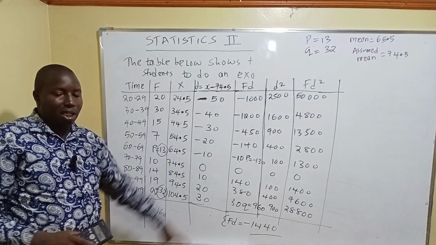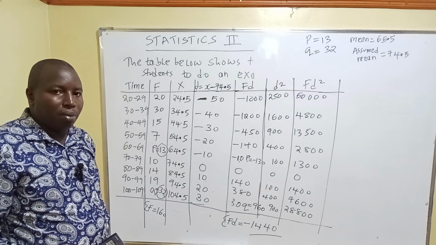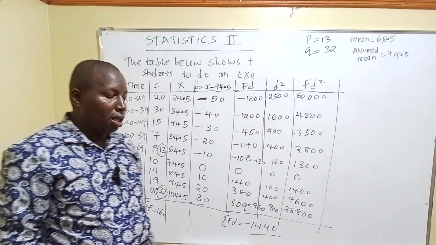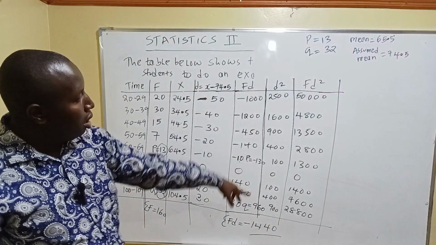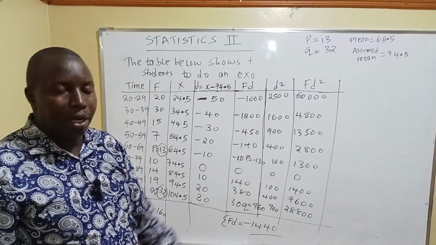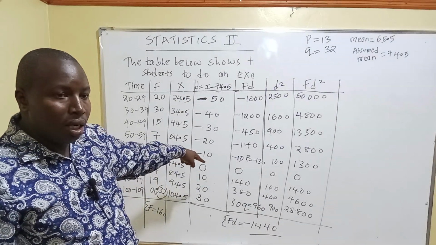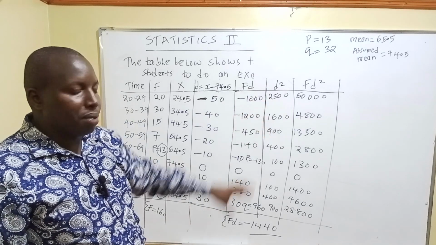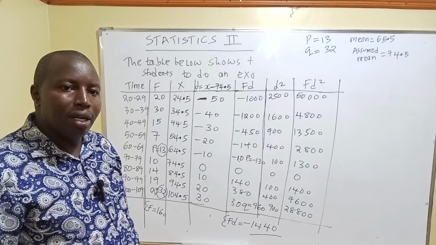So you can see you require that information very much: D squared, FD squared, you have FD, you have D. Now we are doing the columns. Next step.